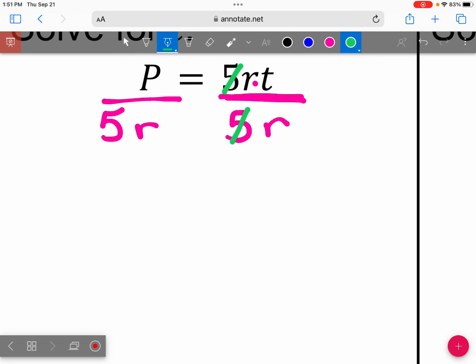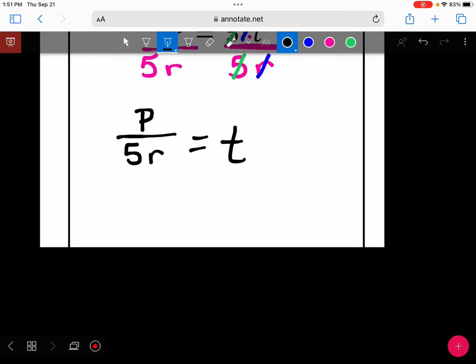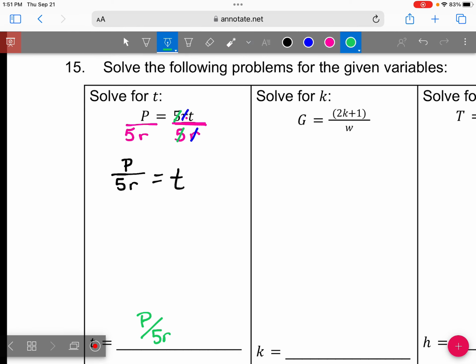The 5s cancel out on this side. The r's cancel out on this side. And the only thing left over here is t. So what we have on the left side is what it is. It is p over 5r. And that's actually our answer on this first one. All we care about is getting the thing by itself. So we work from our outside in, trying to figure out what is going on with the variable we're looking for.